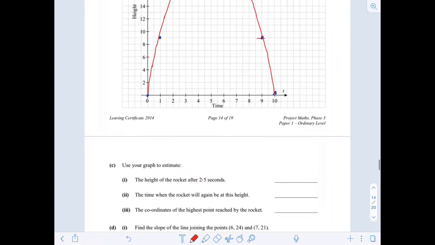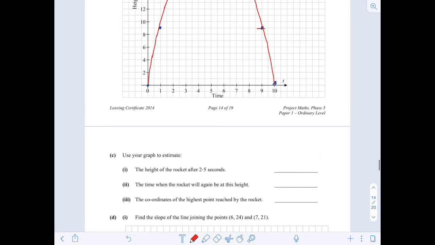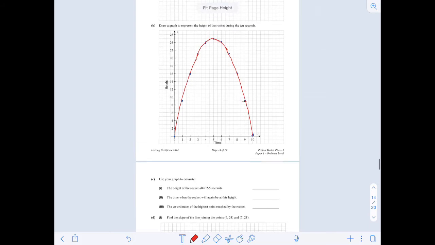Now I can go back into making it a bit bigger. Use your graph to estimate the height of the rocket. Okay, so I'll make it smaller again, sorry about that. So we're down here now in part C, the height of the rocket after 2.5 seconds. So we want to know the height of the rocket after 2.5 seconds. So we'll go back into my graph, and at 2.5 seconds, so down here, I'm going to draw a vertical line up.